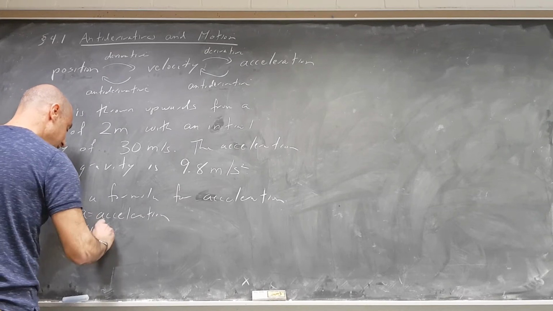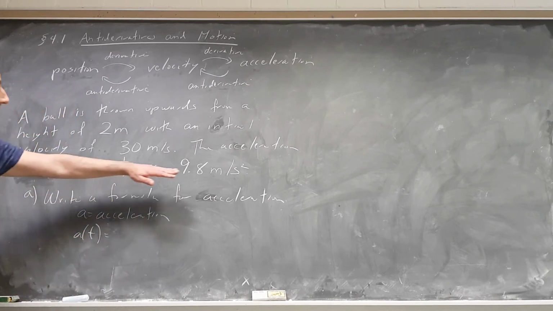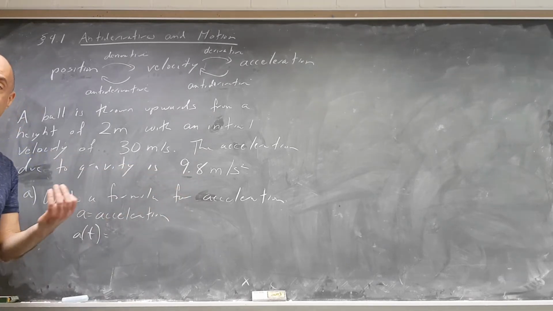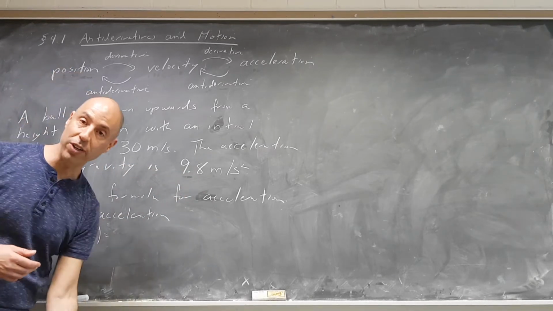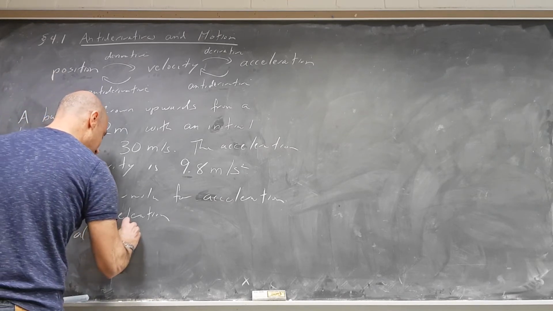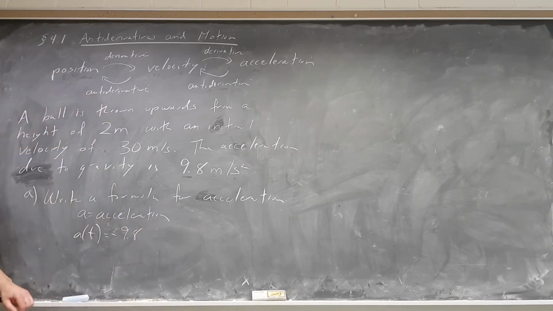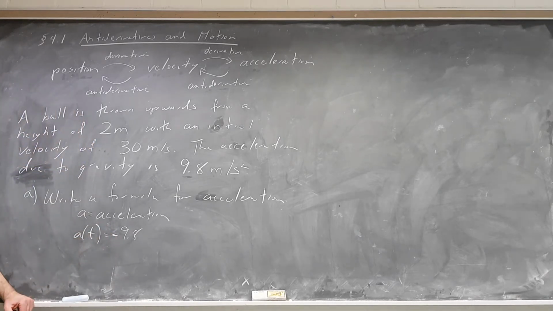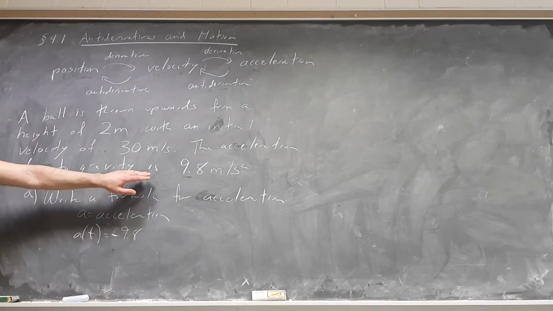So A of t, A is a function of t, 9.8 meters per second squared is the acceleration, but acceleration due to gravity is downwards. Things accelerate downwards. So it's actually just a constant minus 9.8, and the units would be meters per second squared. A of t equals a constant, 9.8 meters per second squared downwards. So I basically just told you that in the problem.